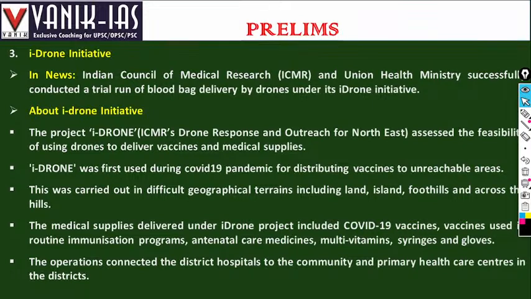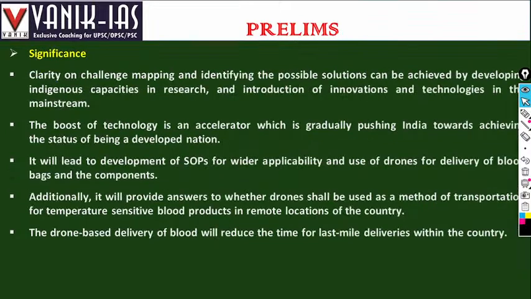The medical supplies delivered under the iDrone project included COVID-19 vaccine, vaccines used in the routine immunization program, antenatal care medicines, multivitamins, syringes, and gloves. The operation connected the district hospital to the community and primary health care centers in the district. So, what is the significance?